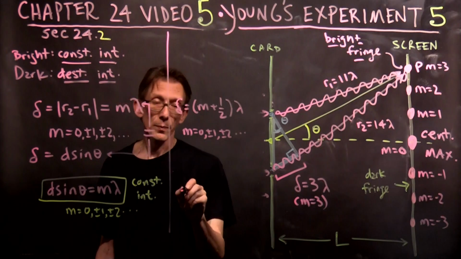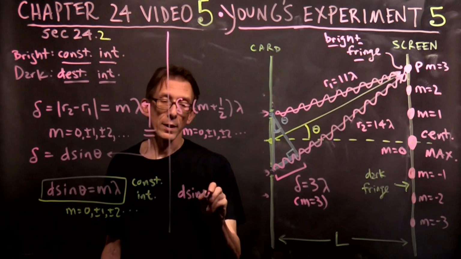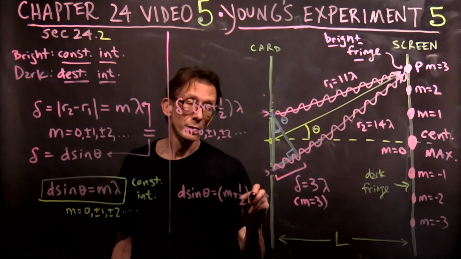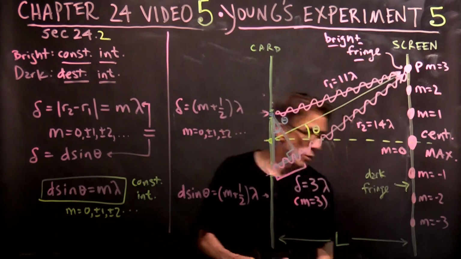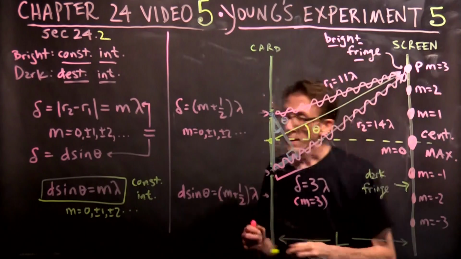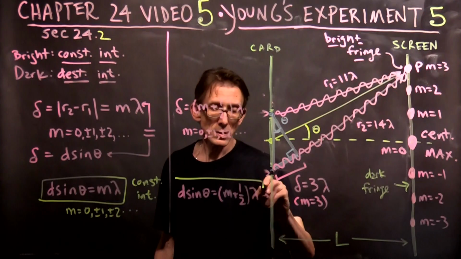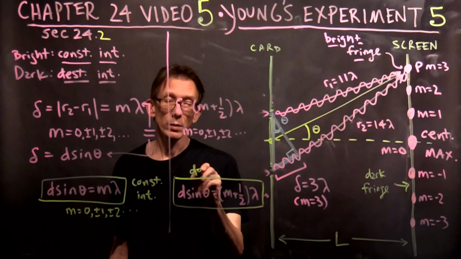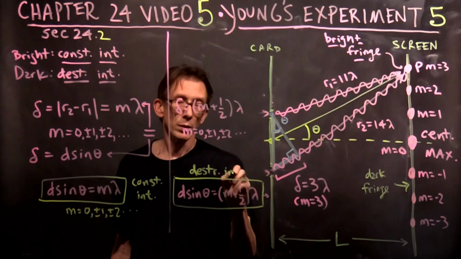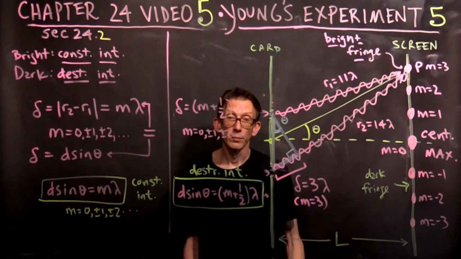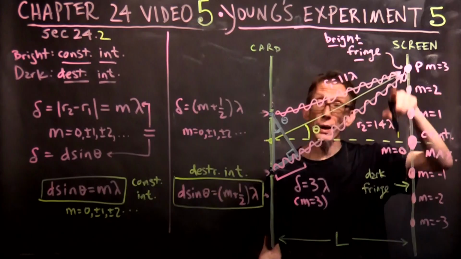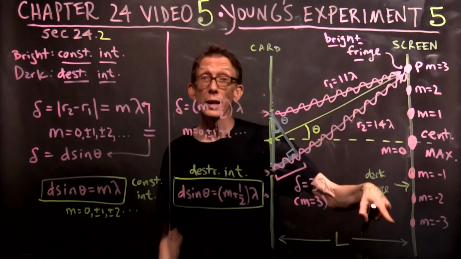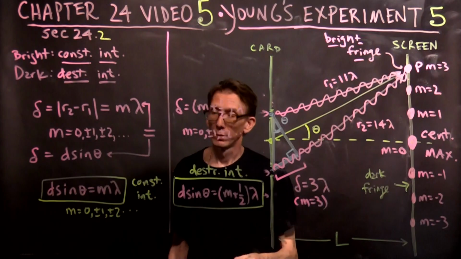Okay, so in that case, d sine theta is m plus 1/2 lambda. Destructive interference. If this condition here is true for any point on the screen, you get a dark fringe.